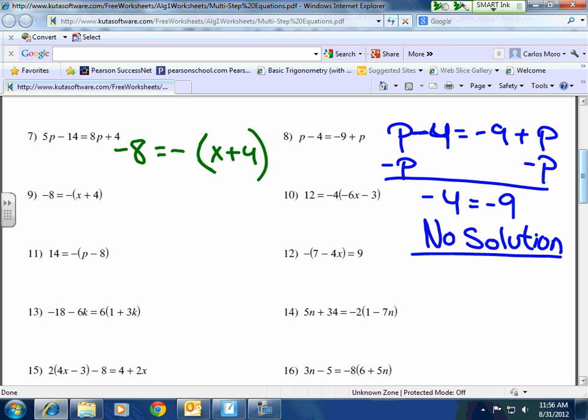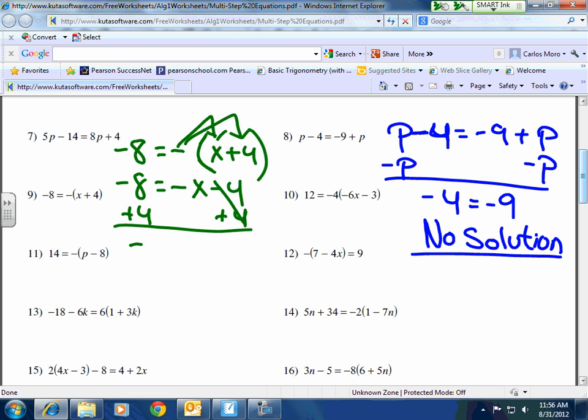So, first step in multi-step equations, complete all distributive properties first. So I've got negative 8 equals, distribute the negative, x minus 4. Now I have a two-step equation. I'm going to undo addition and subtraction first. I'm trying to isolate the x, so I got to get rid of the negative 4. So I add 4 to both sides. Negative 4 then equals x.